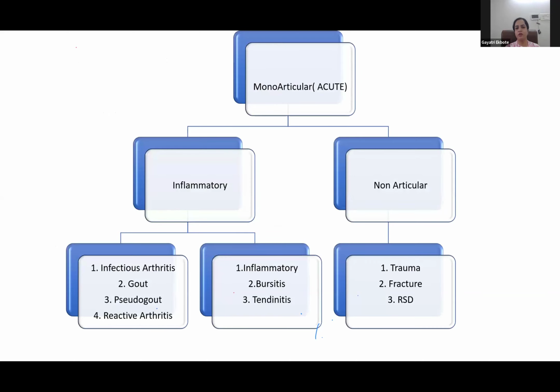Just coming to the pattern of joint involvement, mono by definition means arthritis of a single joint. Mono acute means the duration of a single joint inflammatory arthritis is less than or equal to 6 weeks. Infection, yes, very common, septic arthritis. Then you have gout, pseudogout, reactive arthritis, and other inflammatory conditions. And for non-articular monoarticular pain, if the patient has a lot of joint pain, you have to rule out trauma, fracture, reflex sympathetic dystrophy, etc.